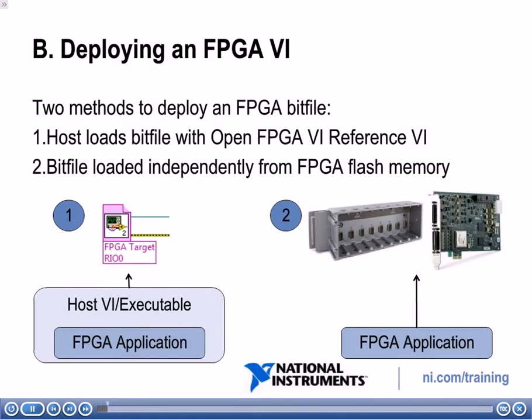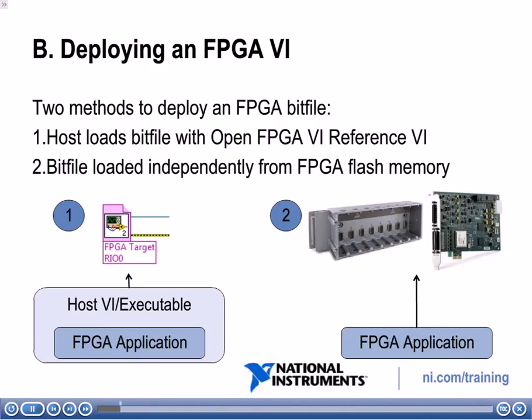So there's two methods to deploy an FPGA bit file. One is you can use the host to load the bit file. The way that you would do that is you would have your VI on your host running, and then that would use the open FPGA VI reference VI. And at that point, the VI will go ahead and deploy your bit file. And we'll talk about this more in the next slide.